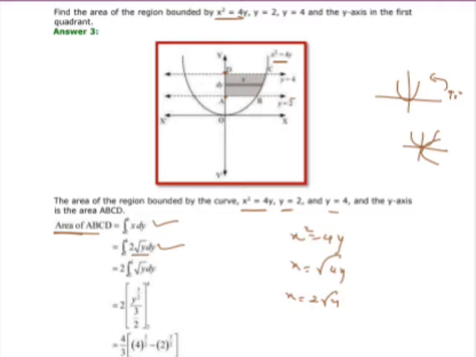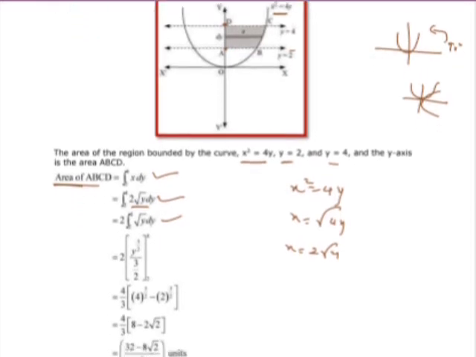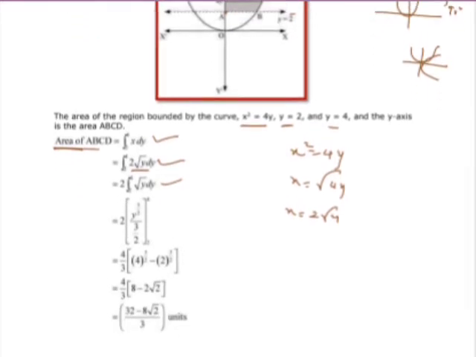Keeping the 2 outside, integration of y to the power of half is nothing but y to the power of 3 by 2 upon 3 by 2, limits 2 to 4. Then the 3 by 2 goes to the numerator, so it becomes 2 into 2 by 3, that is 4 by 3, y to the power of 3 by 2. When we substitute the limits, it is 4 to the power of 3 by 2 minus 2 to the power of 3 by 2. 4 to the power of 3 by 2, we can write as 2 square to the power of 3 by 2, so 2 to the power of 2 times 3 by 2 is 6 by 2, so it becomes 2 cube, which is 8.